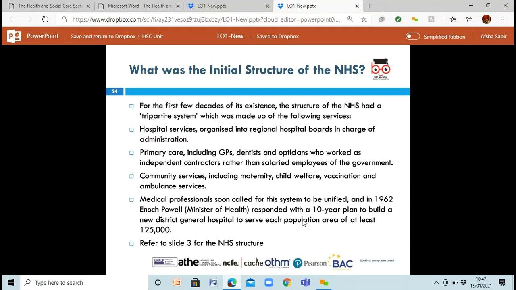Now, medical professionals soon called for this system to be unified. Like I've mentioned a few times earlier, we need to be working together with other systems and organizations to have a more generalized, holistic view for patients, just to make sure all of their needs are being met. Now, if you remember on slide 3, we had a little diagram of the NHS structure. That is a fantastic thing to go with this question here.